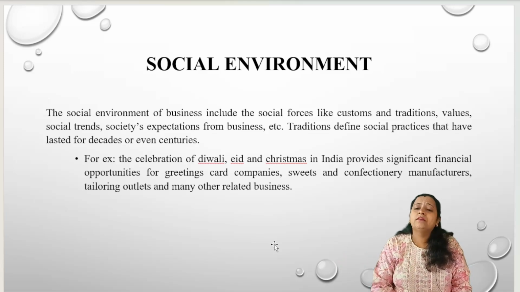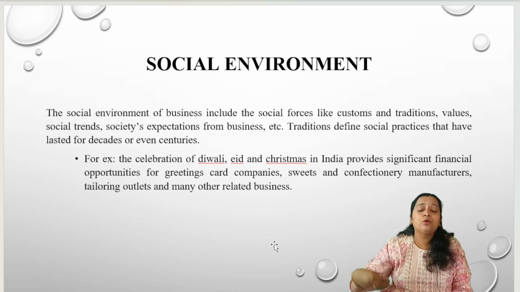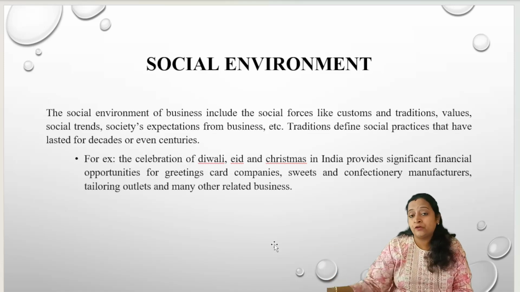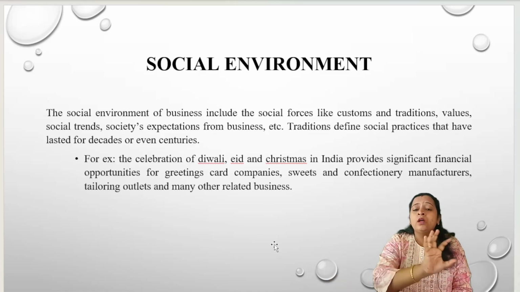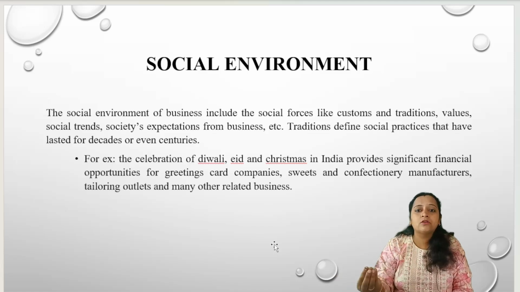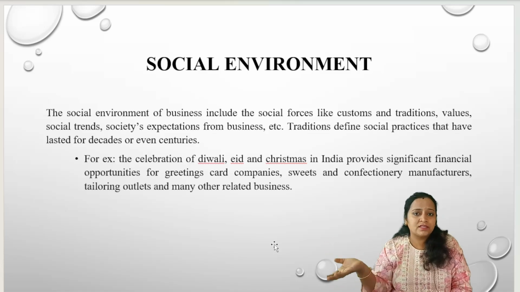Not only that, the changes in the mindset of the people in the society. See, previously, a woman had to take care of the family only. She had no need to go for a job. But now the trend has changed. Women are going for work. Because women are going for work, the demand for a few products has increased.